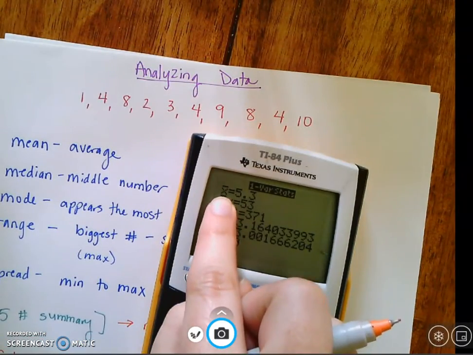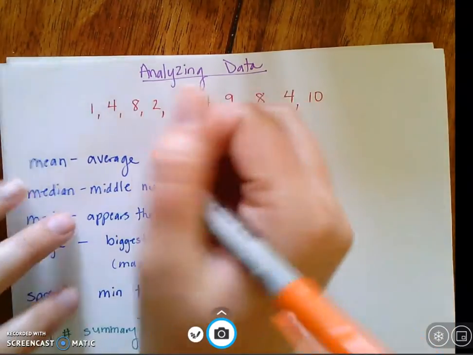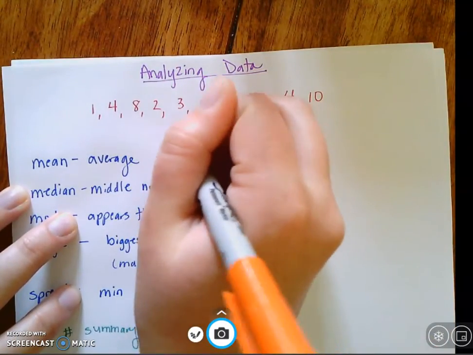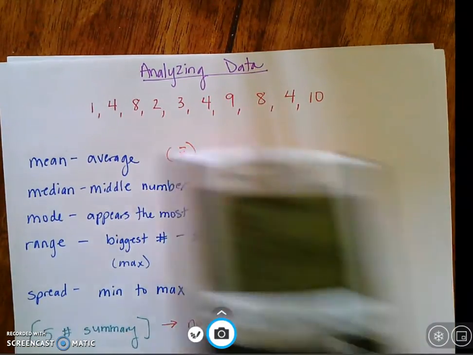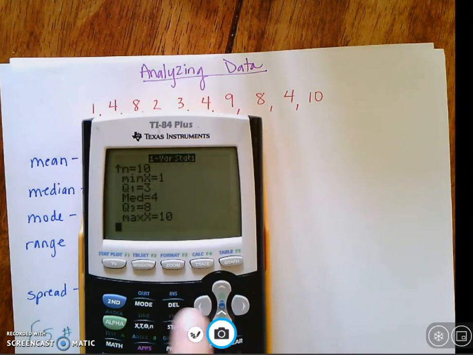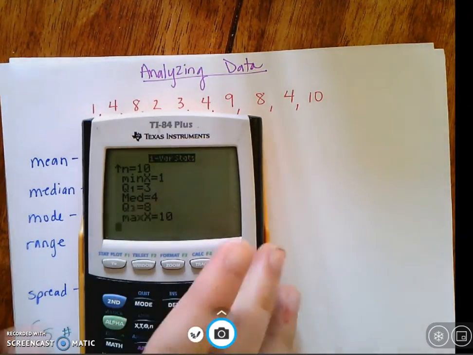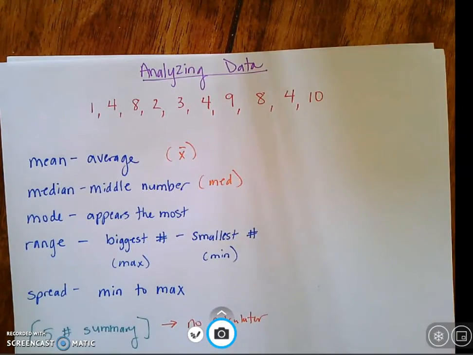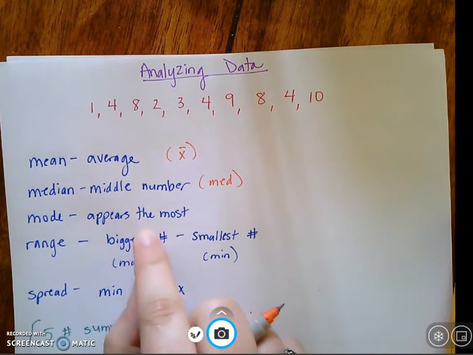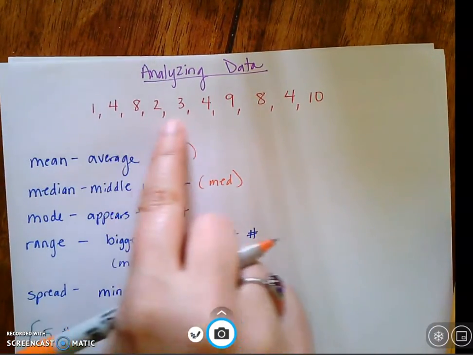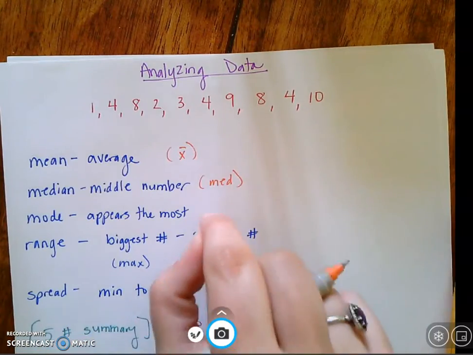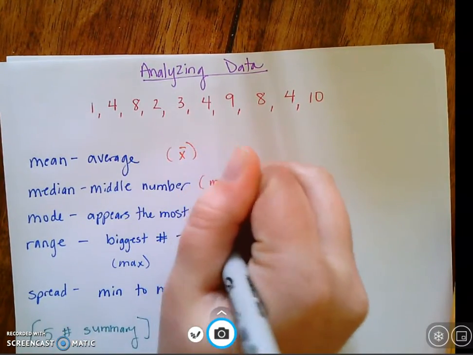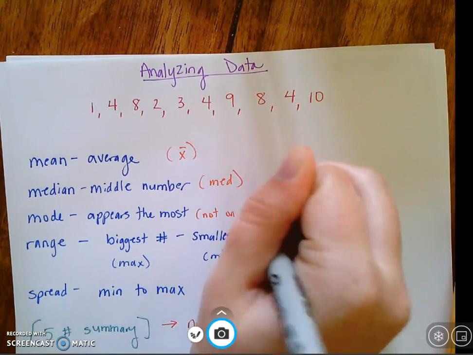The very first one, x bar, is your mean. So in the calculator, that will represent x bar. Your median, if you scroll down some, you'll see one that says Med. That is the median. Mode does not appear on the calculator. You actually have to look and see which one shows up the most. So it's not on the calculator.